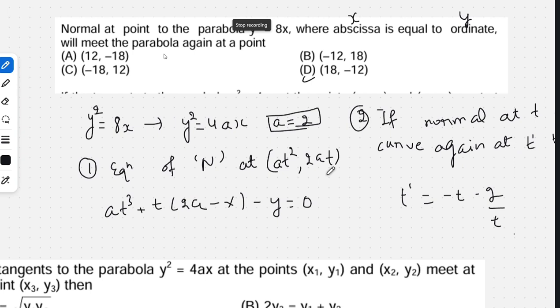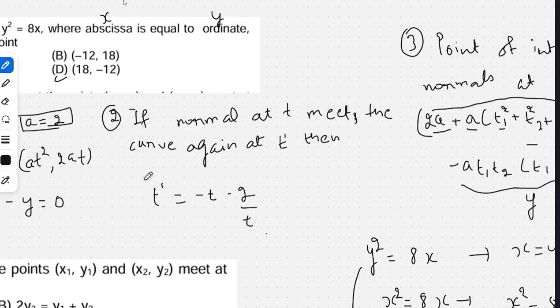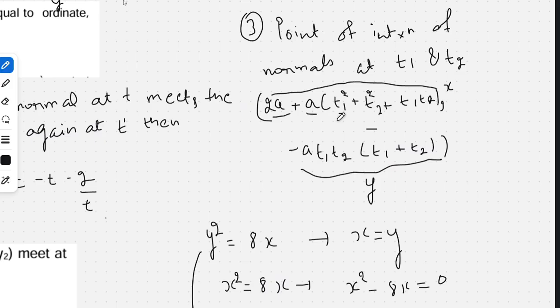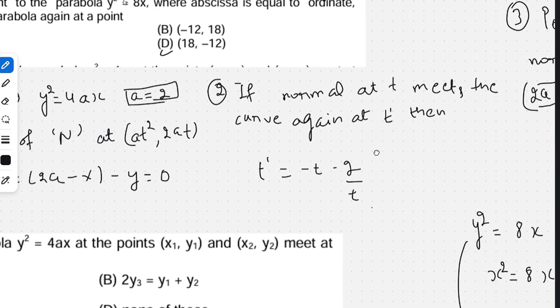So three results. First result is the equation of normal at (at square, 2at), that is at cube plus t into 2a minus x minus y is equal to 0. Second result is if the normal drawn at point t meets the curve again at t dash, then t dash is minus t minus 2 by t. And the third result is that the point of intersection of normals at T1 and T2 is 2a plus a into T1 square plus T2 square plus T1 T2, minus a into T1 T2 into T1 plus T2. This T2 looks like K. Let me correct it. It's not K2, K is not there in the question. T1 plus T2.